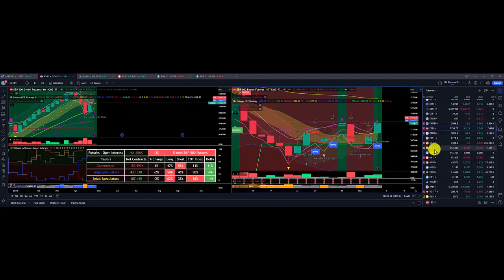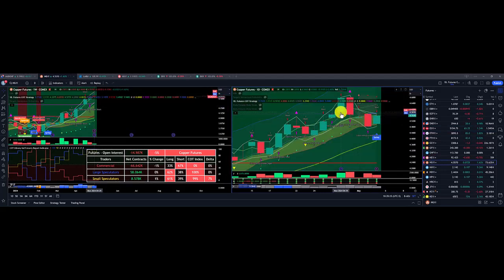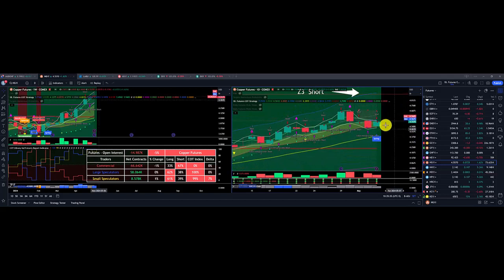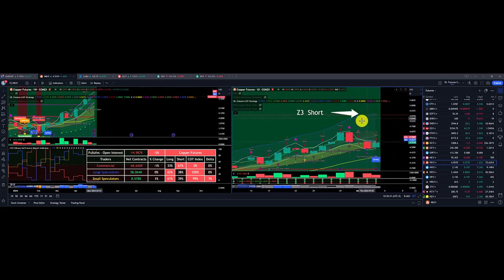Same thing for copper. Everything has been up above the dragon in green, and so looking at this, I did not take it. It was too strong to the upside, and as you can see, it hasn't even weakened at all. It still has more momentum to the upside, so I just kept that as a Z3 short trade, and just follow along the overall Z3.